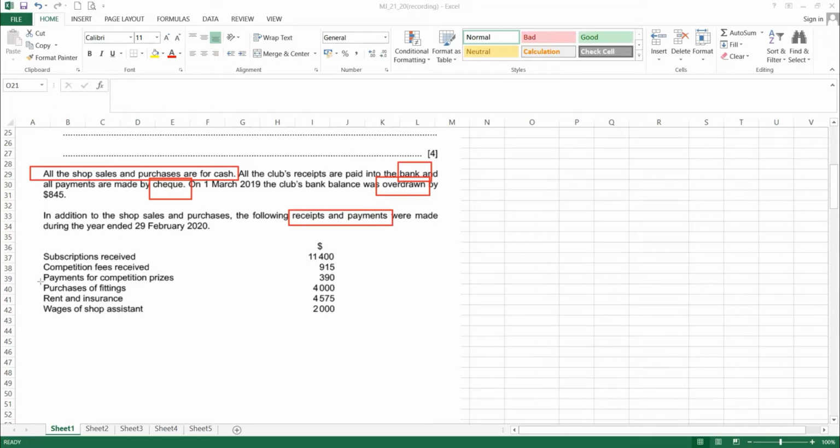Payment for competition prizes, that means a payment, which is on the credit side. Purchase of fittings, you have to pay, so it's also on the credit side. Rent and insurance, you have to pay also. This one must also be on the credit side. Wages must also be on the credit side because you have to pay the workers. Okay, now let's move on.